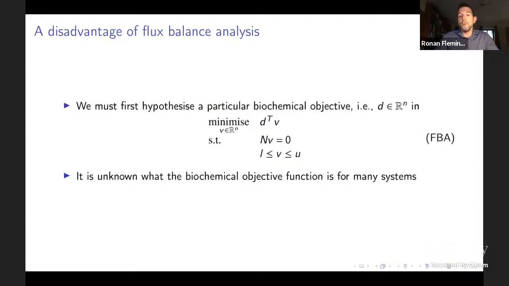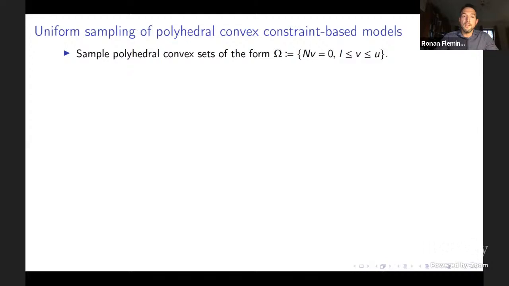So we don't know what the objective is, and in those sorts of scenarios, we come to the scenario of sampling the set of steady state solutions. So this is now the start of the connection between biochemical network modeling and sampling algorithms. There are many applications of this type of approach, and I'll only mention some examples.